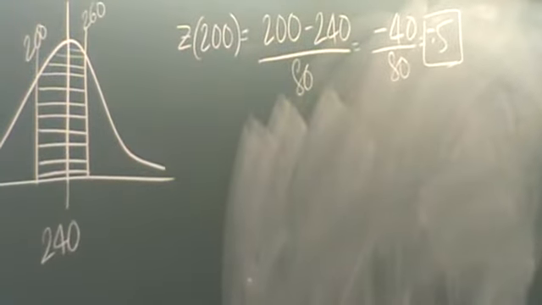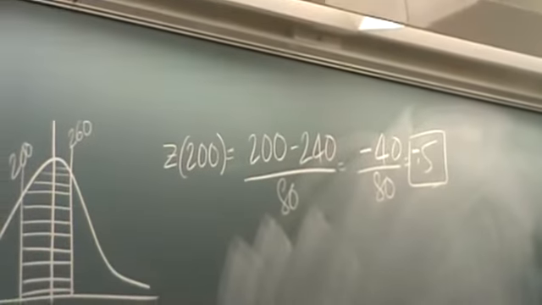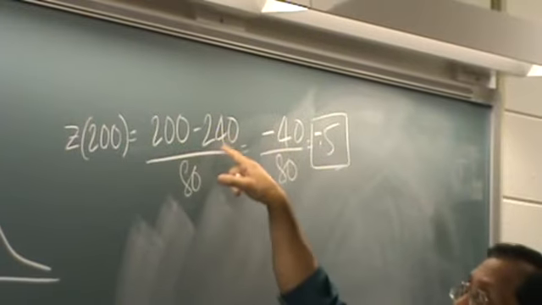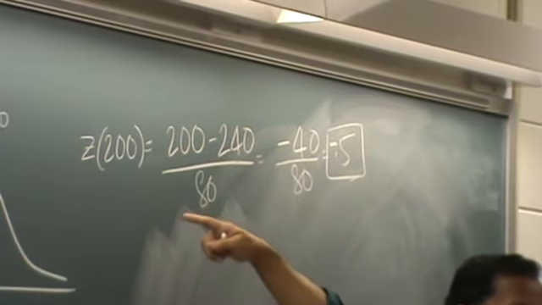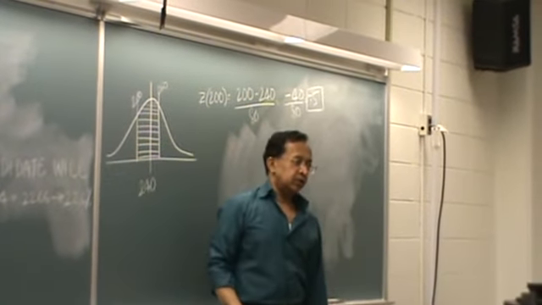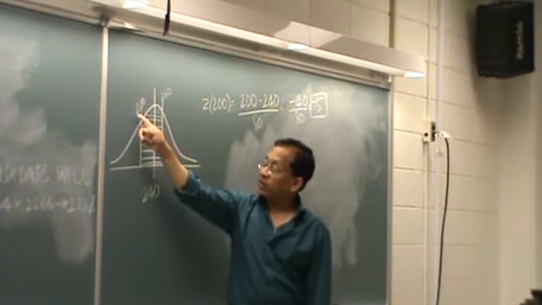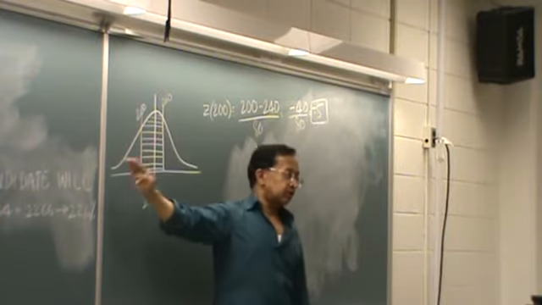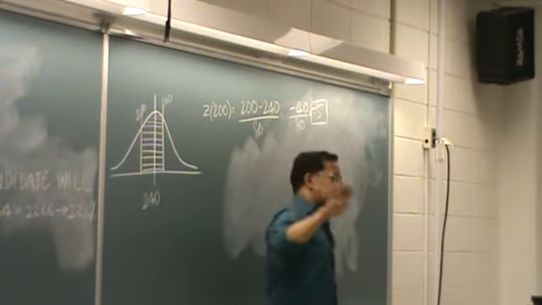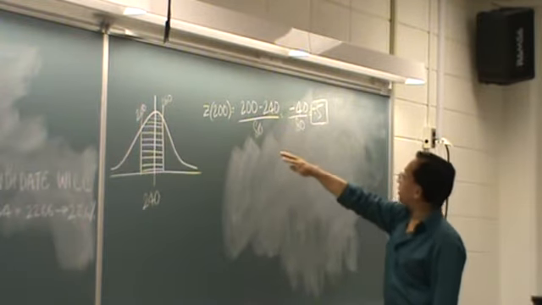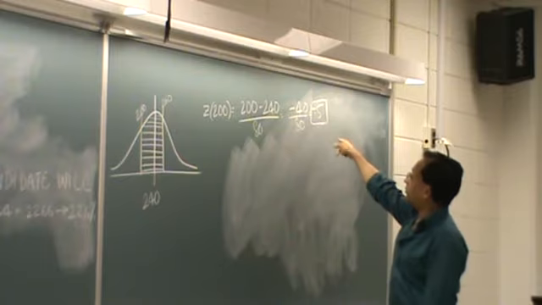Are you guys with me? Is that a negative? Yeah. You subtract 240 from 200. Use the formula. And why do you think we have a negative sign? Because the number you are calculating is less than the mean and it is on the left side of the curve. That's why we have a negative sign. So that's the z-score for 200, which is minus 0.5.